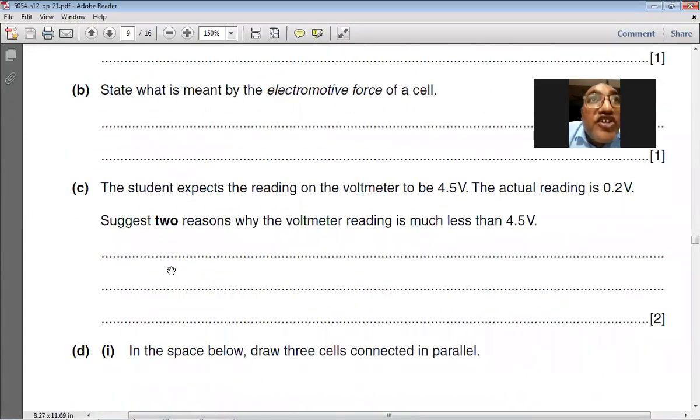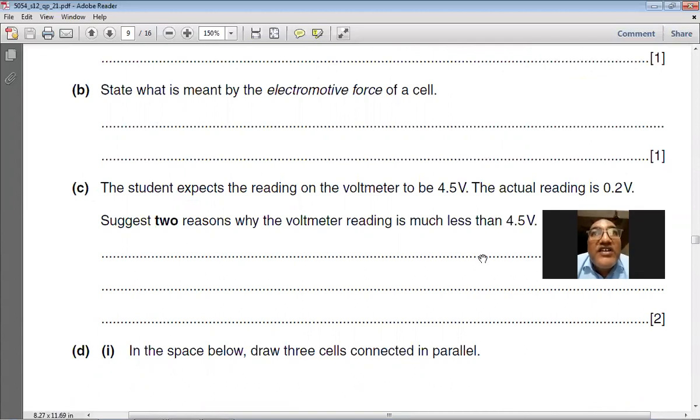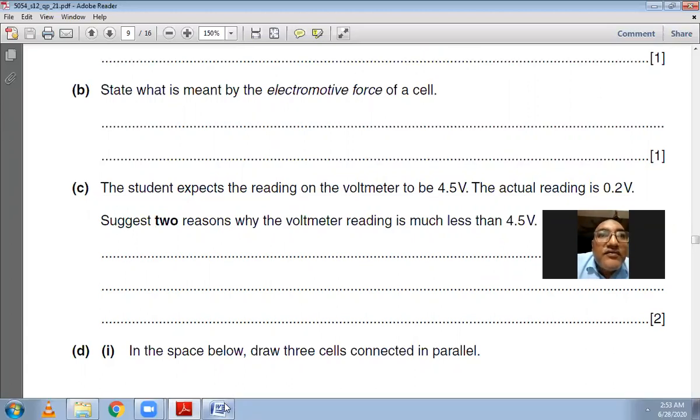The next question is, state what is meant by electromotive force of a cell. EMF of a cell is the energy provided by the cell to move unit charge in a closed circuit. Or you can say, it is the work done by the cell when unit charge flows through the cell. Or you might also define it like this: the amount of chemical potential energy or any other form of energy converted into electrical energy when unit charge flows through the cell. I've written this answer. Let me show you that.